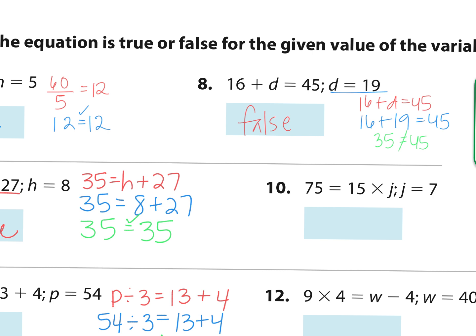Okay, number 10 on this one, we have 75. It's just written backwards. 75 equals 15 times j. So I'm going to replace what I know. 75 equals 15 times 7. And then I can solve. 75 equals, what is 15 times 7? 105. So are they equal? No. So this will be false.